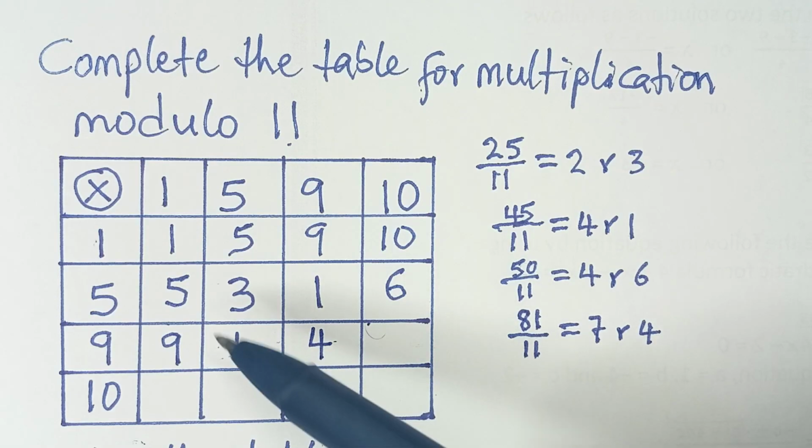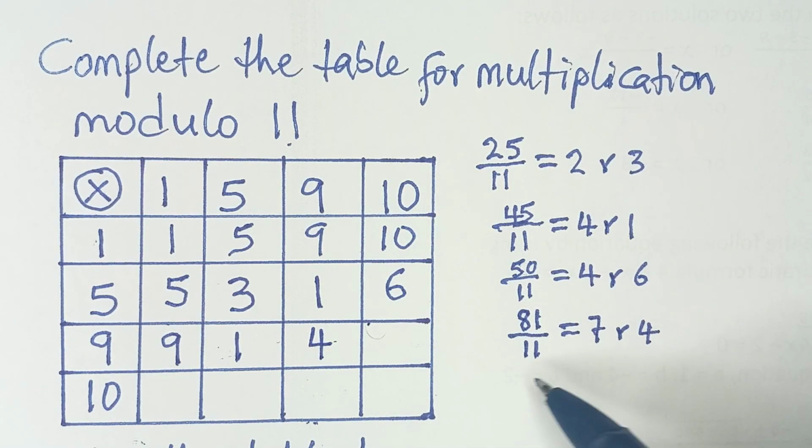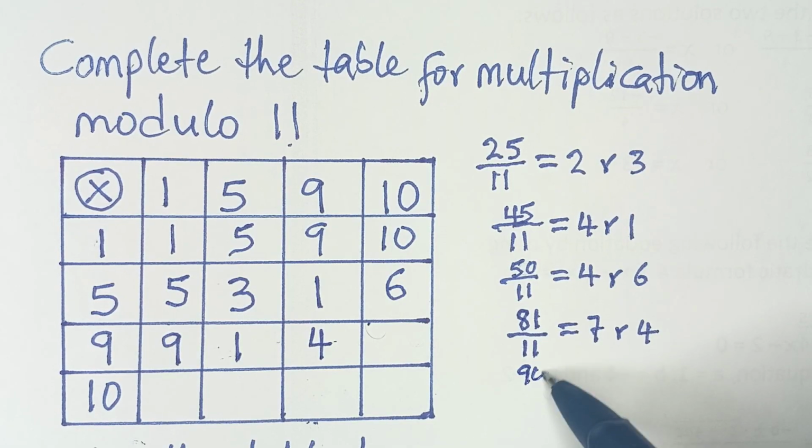And then the next thing is 9 multiplied by 10 is 90. So I'm going to write 90 all divided by 11.